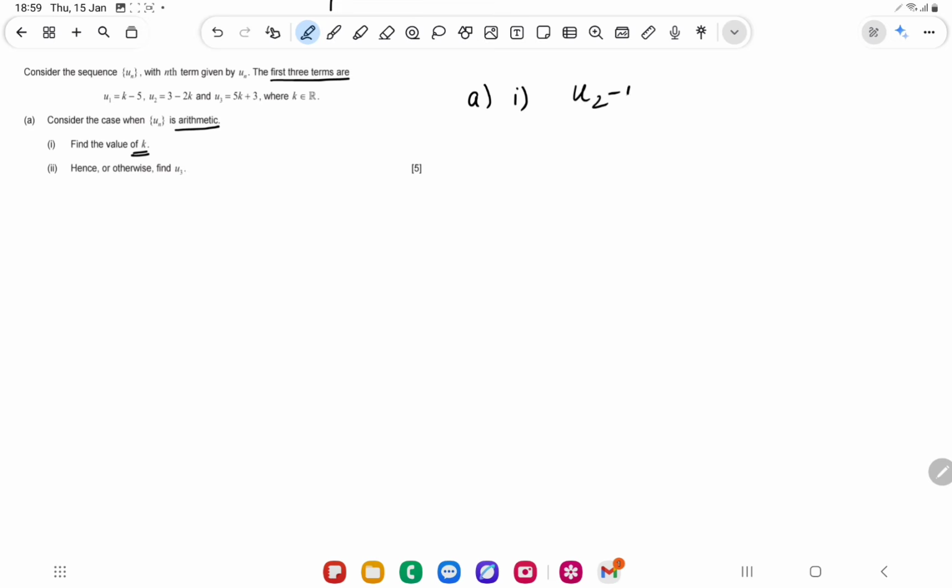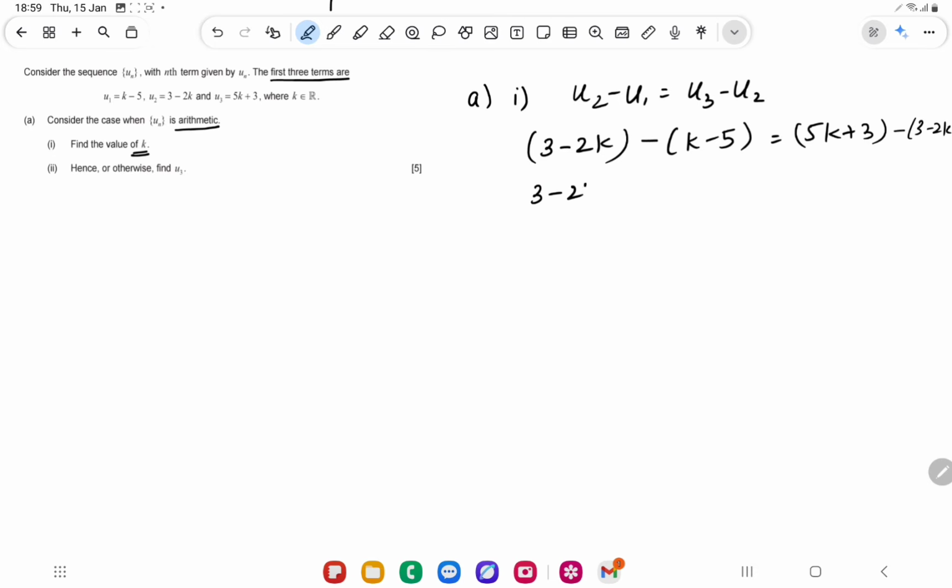So we can write u2 minus u1, that is my common difference, is equal to u3 minus u2, that is also the common difference. That gives me 3 minus 2k, which is u2, minus u1, which is k minus 5, equals 5k plus 3 minus 3 minus 2k. Now if I further simplify it, it becomes 3 minus 2k minus k plus 5 equals 5k plus 3 minus 3 plus 2k. Now on simplification, you will get k as 4 by 5.